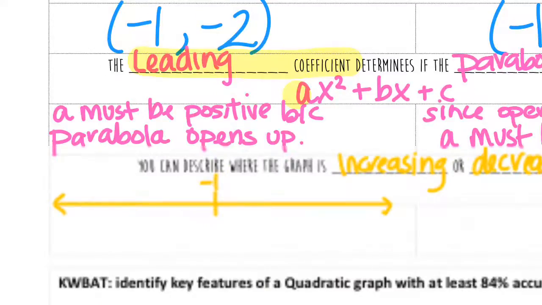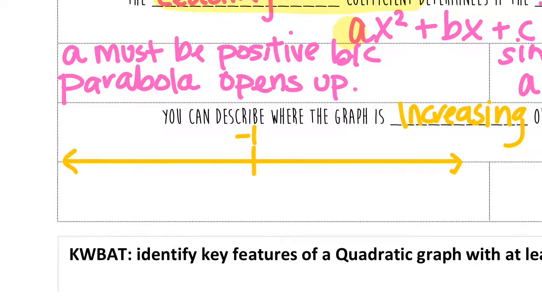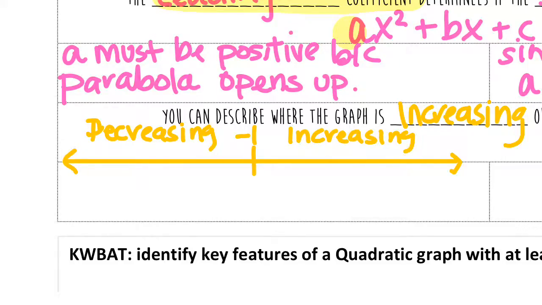So if I come down here, I know that on the left-hand side, it's decreasing. So write that down. And I know on the right-hand side, it's increasing. Okay. So what this means is that for the x values, all of the x values before -1, I'm decreasing. And all of the x values after -1, I'm increasing.